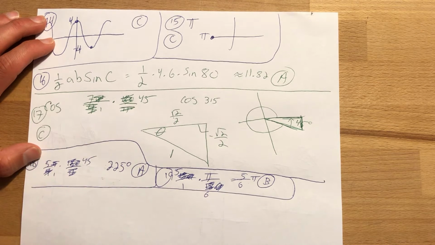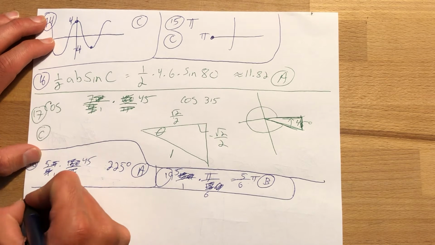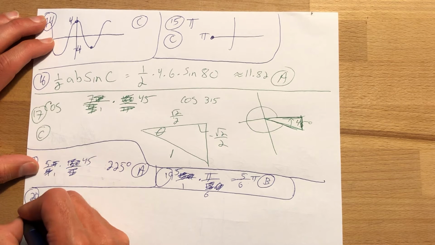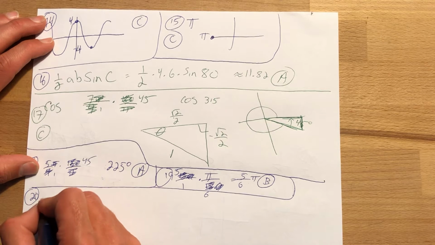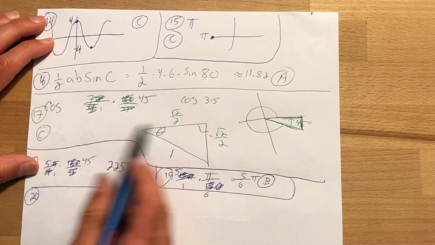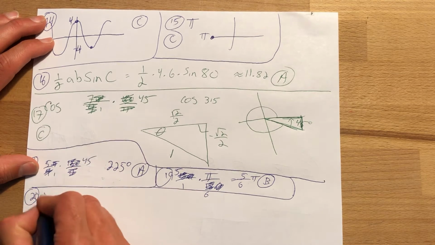Number 20. Convert 5 pi over 6 to degrees is going to be letter choice D. I don't want to do the math. It's the exact same thing as I just did over the last couple. It's going to be letter choice D.